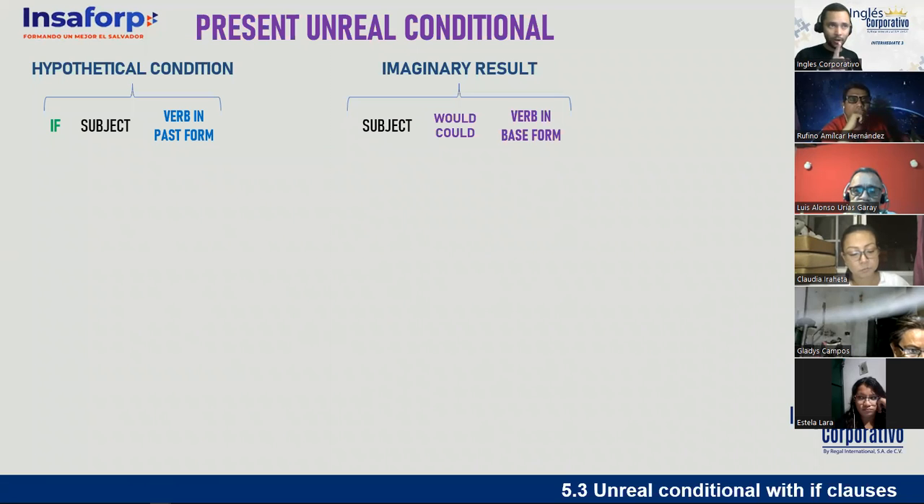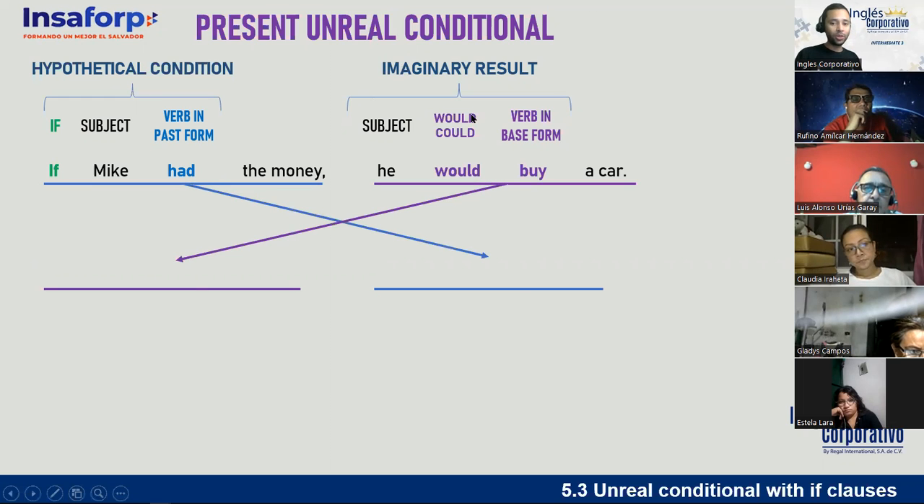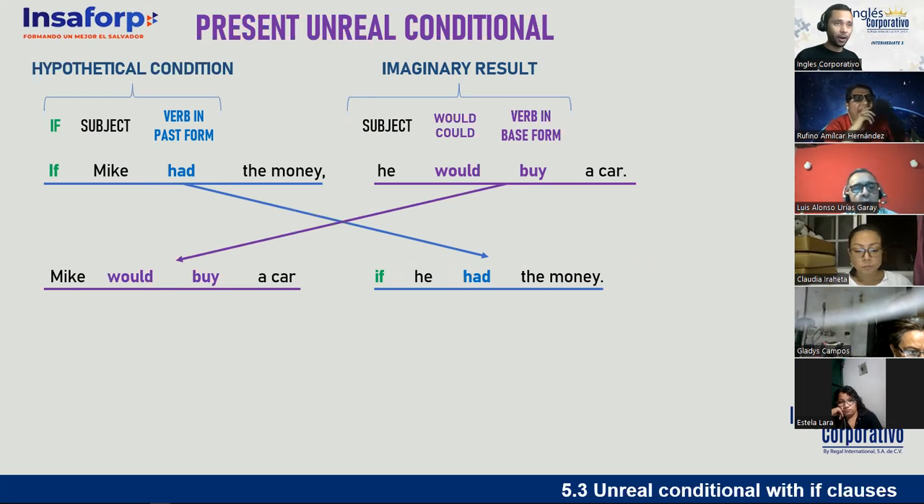And also, very important, the hypothetical condition and the imaginary result don't necessarily have to appear in this order. If you say, if Mike had the money, he would buy a car. That is good. But you can also begin with the imaginary result and finish with the hypothetical condition. You can say, Mike would buy a car if he had the money. And the sentence is the same. The meaning doesn't change. We have the exact same meaning, just the order of the clauses is different.